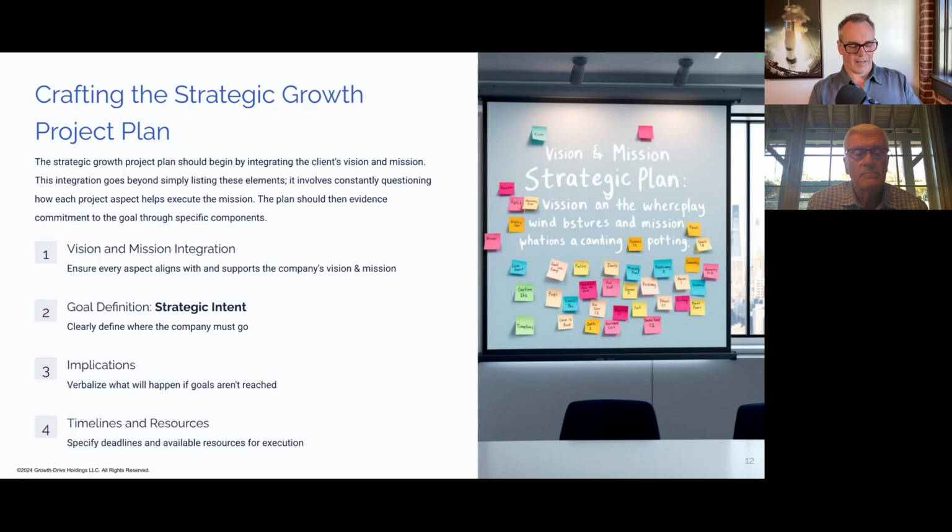How do we create a plan? How do we craft a plan? The objective is to create a plan that has a high likelihood of being successfully executed.